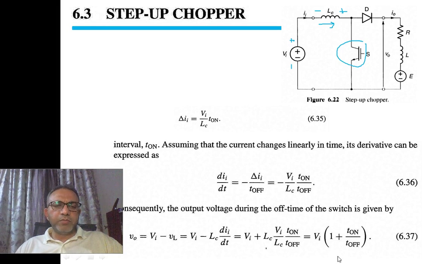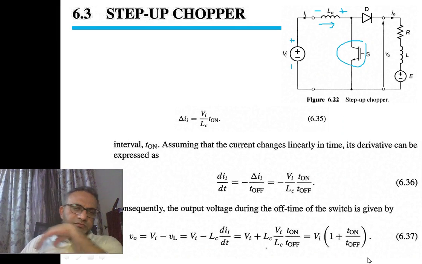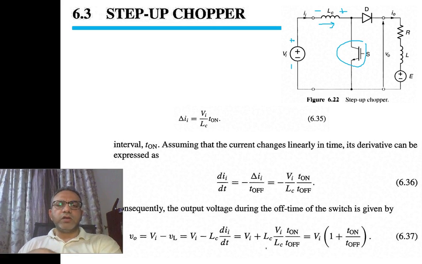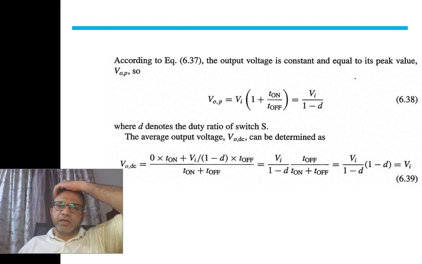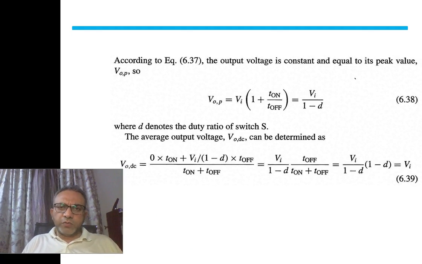Therefore we have an output voltage equal to V in bracket 1 plus T on over T off. So this is our equation 6.7, which shows that the output voltage will always be larger than the input voltage because we have 1 plus over here. So it is always 1 plus the ratio, the duty ratio, or T on over T off. Then we have the average equation 6.38, which is again the output voltage equal to VI divided by 1 minus D. D is the duty ratio, and the average output voltage is defined in equation 6.39.